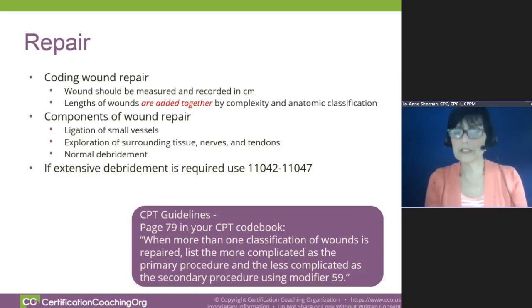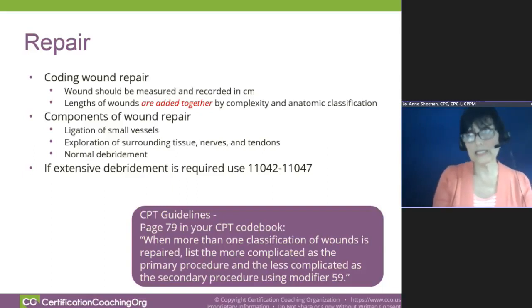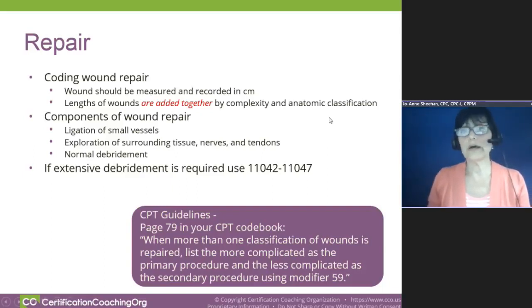So if you reference page 79 of your CPT book, when more than one classification of wounds is repaired, list the more complicated as the primary procedure and the less complicated as the secondary procedure using modifier 59. So it really does help you in terms of how to code.